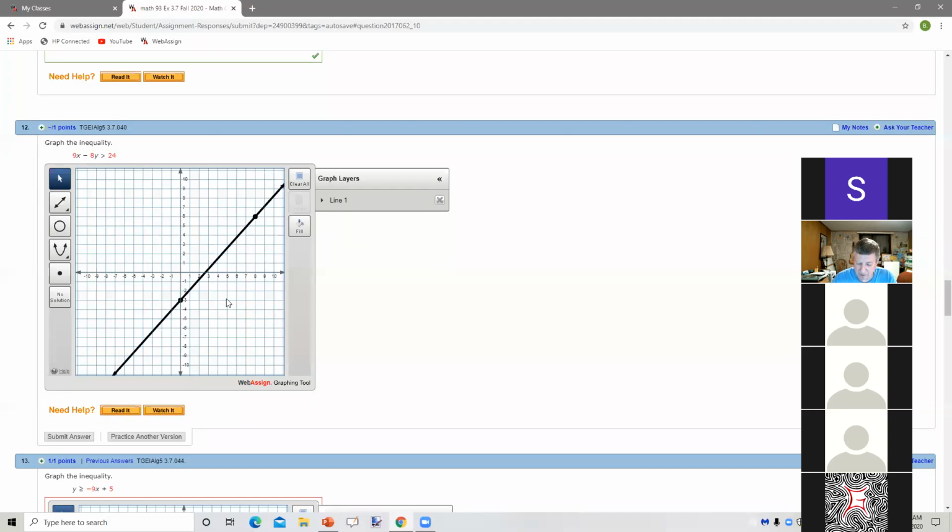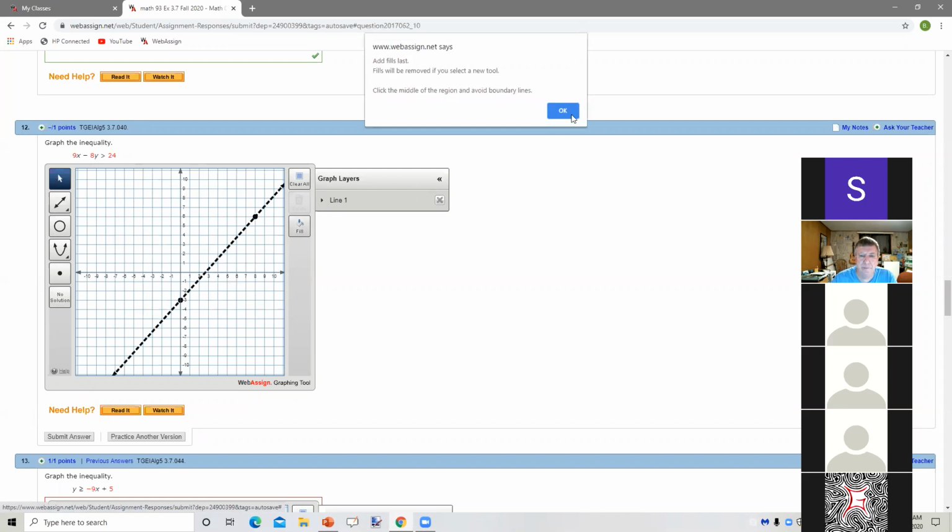But recall, it was y is less than. So I'm going to go here, make my line dashed. So where would less than be? Would it be above the line or below the line? Below. Below the line. Let me just show you what happens if I do it wrong, okay?